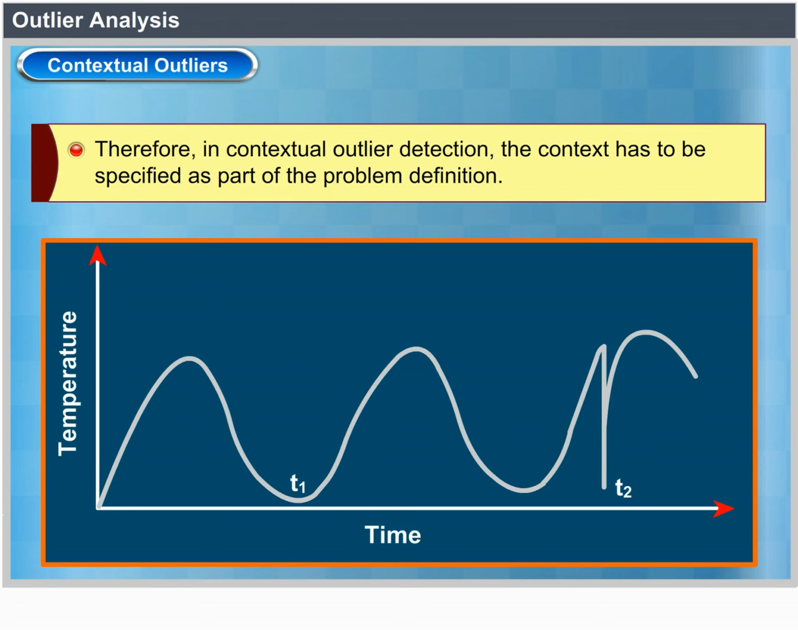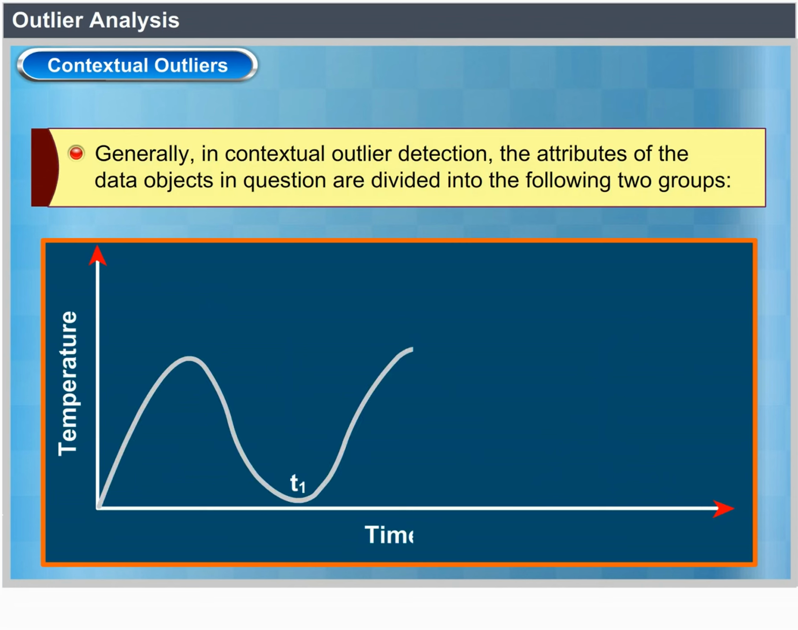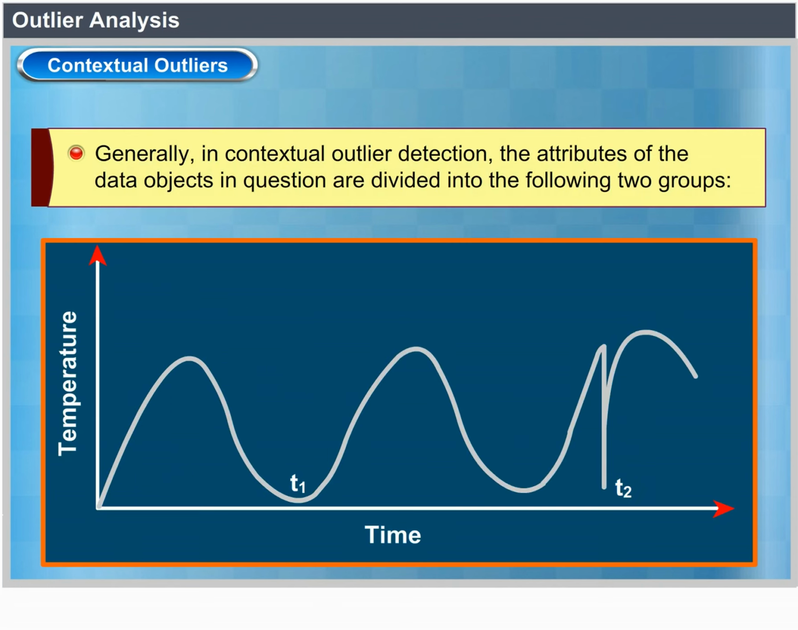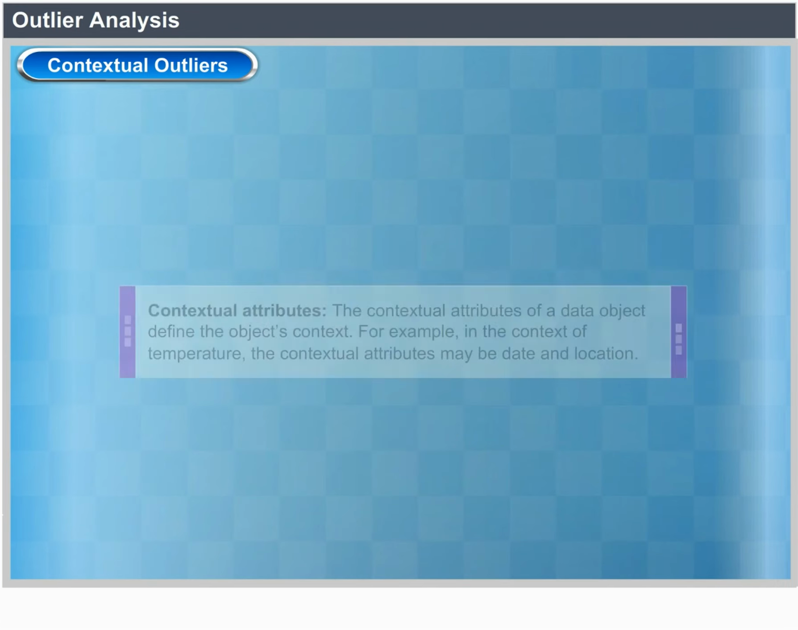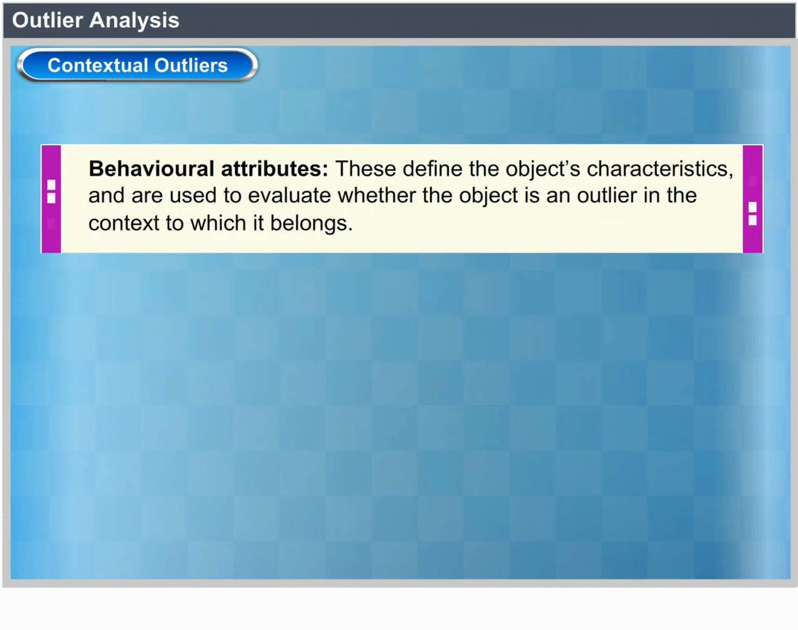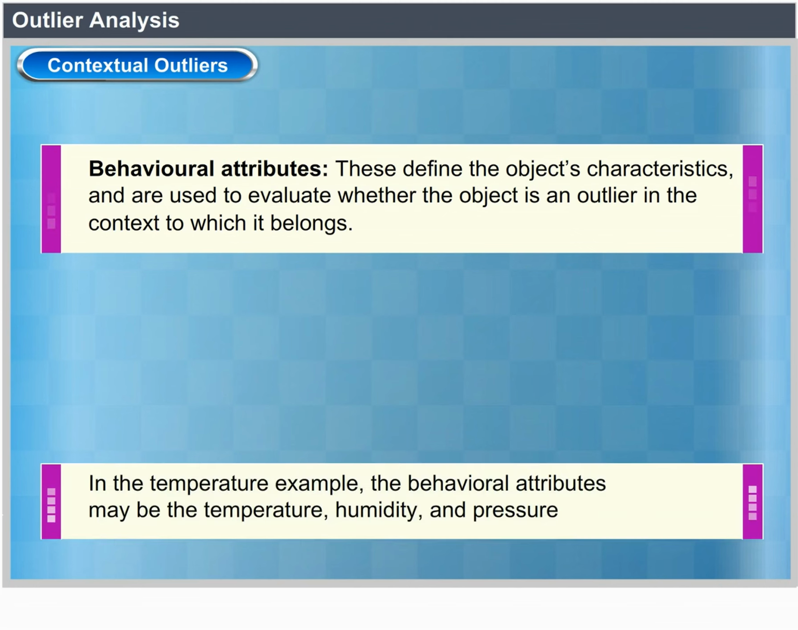Generally, in contextual outlier detection, the attributes of the data objects in question are divided into two groups. Contextual attributes: the contextual attributes of a data object define the object's context. In the temperature example, the contextual attributes may be date and location. Behavioral attributes: these define the object's characteristics and are used to evaluate whether the object is an outlier in the context to which it belongs. In the temperature example, the behavioral attributes may be the temperature, humidity, and pressure.